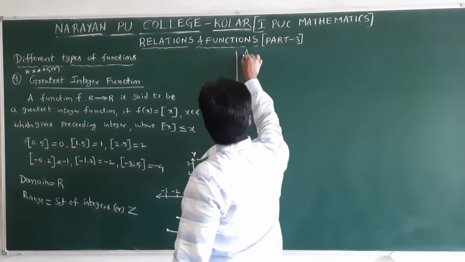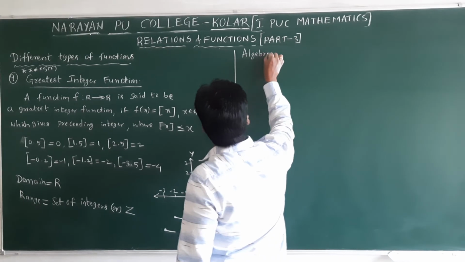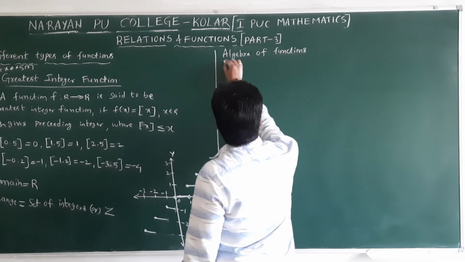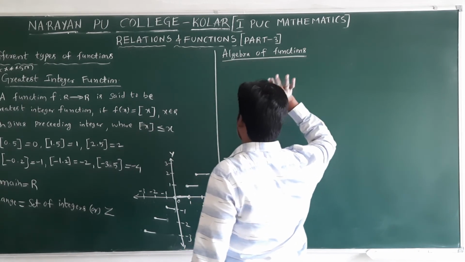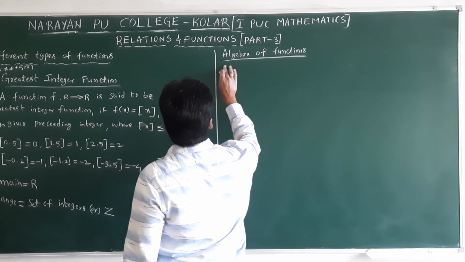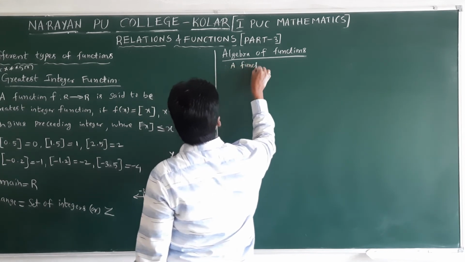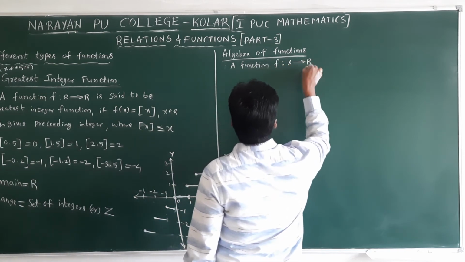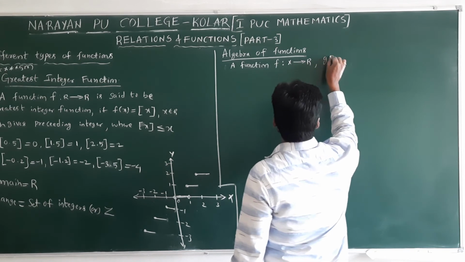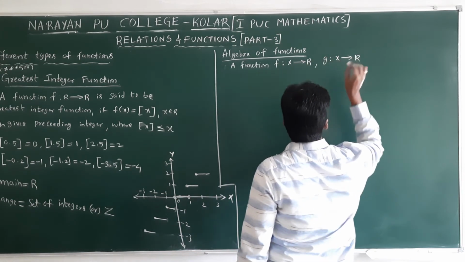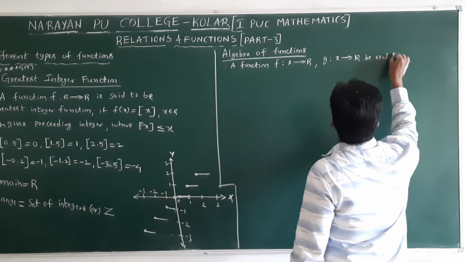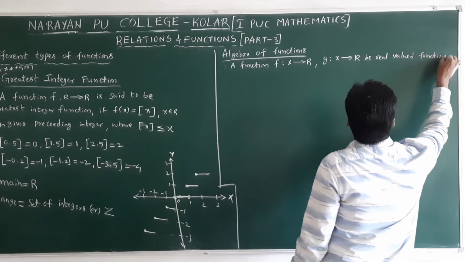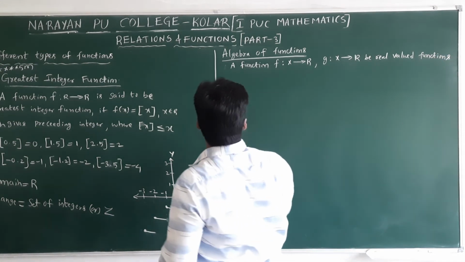Next, the algebra of functions. That means how to add. This is also a deleted portion, but understand it for the purpose. Here I am taking 2 functions: a function f maps X to R, and g maps X to R, both real valued functions.